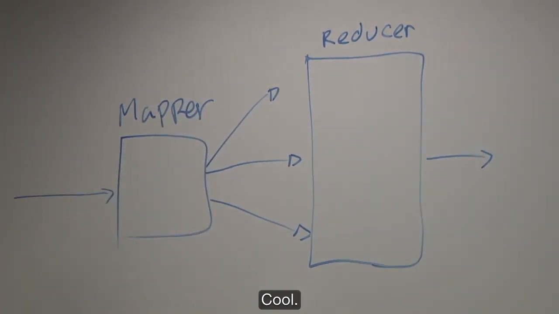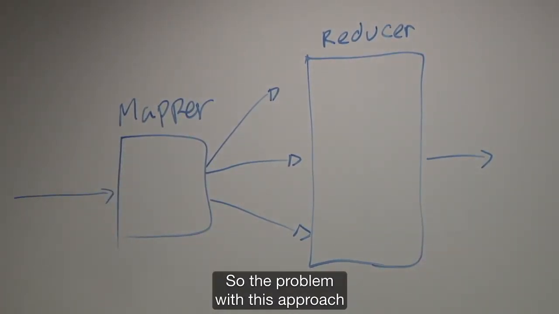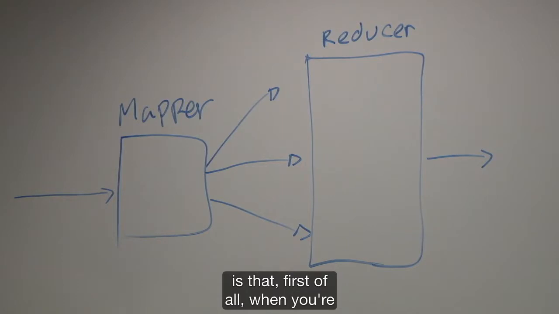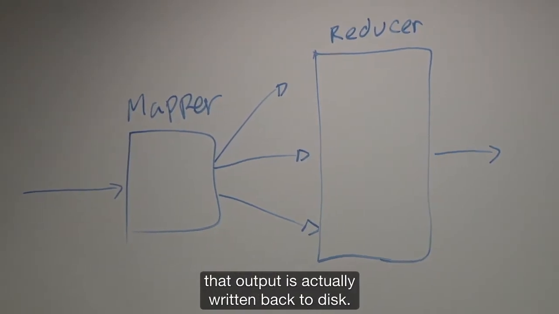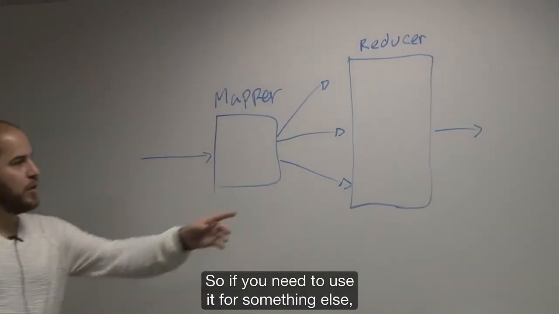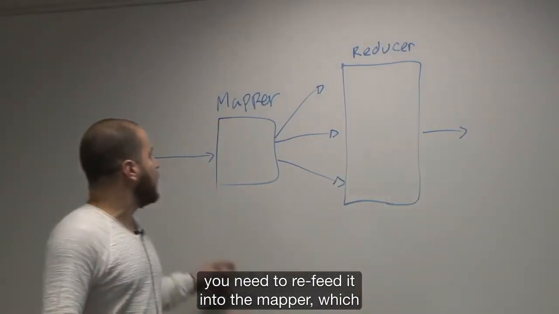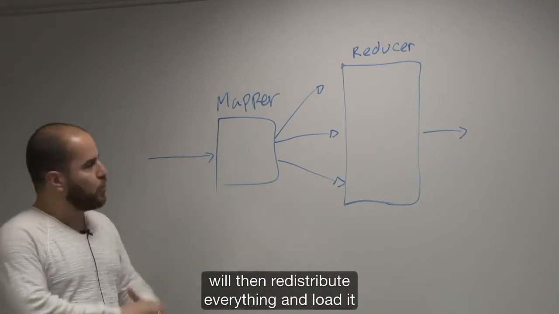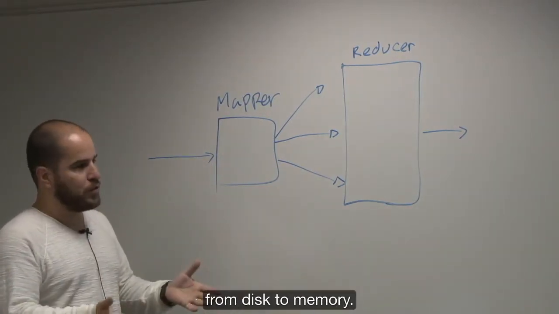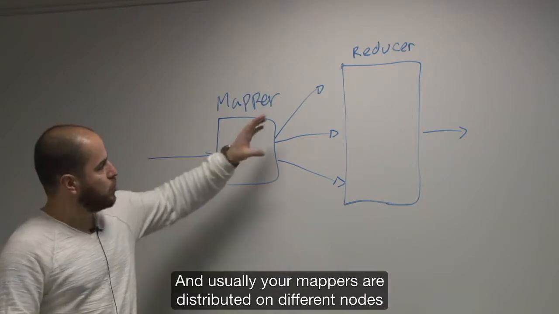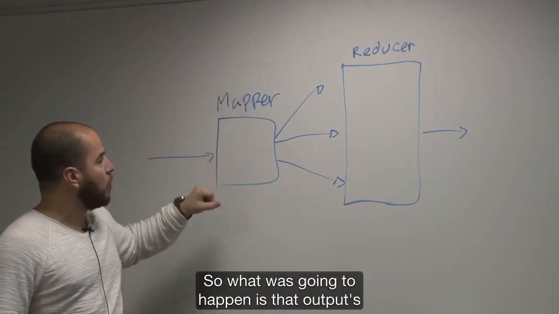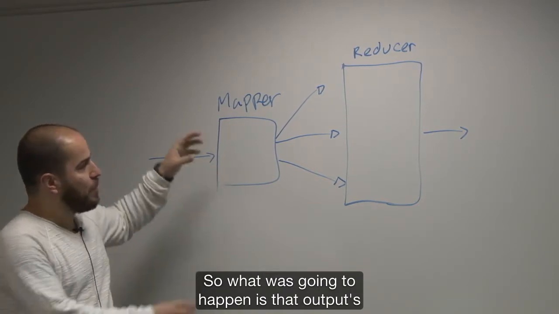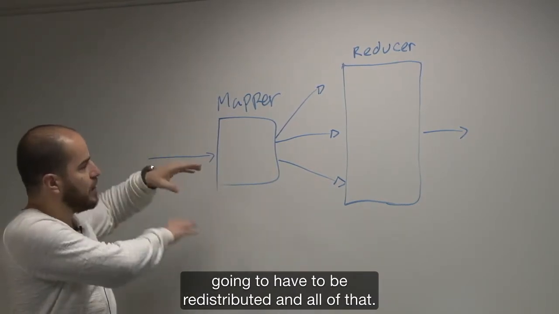Cool. So the problem with this approach, when you're using Hadoop for example, is that the output is actually written back to disk. So if you need to use it for something else, you need to refeed it into the mapper, which will then redistribute everything and load it from disk to memory. And usually your mappers are distributed on different nodes of your cluster. So that output is going to have to be redistributed and all of that.